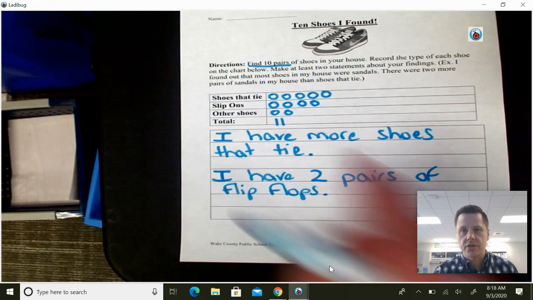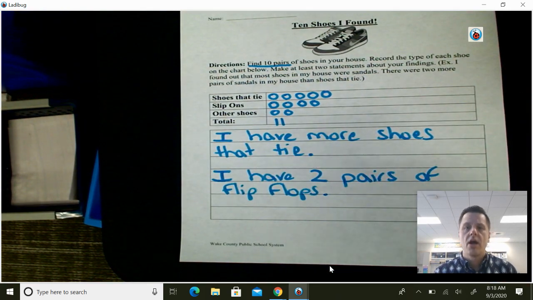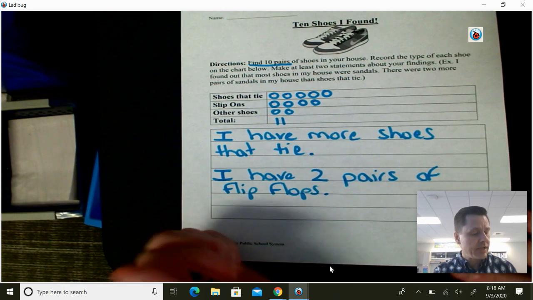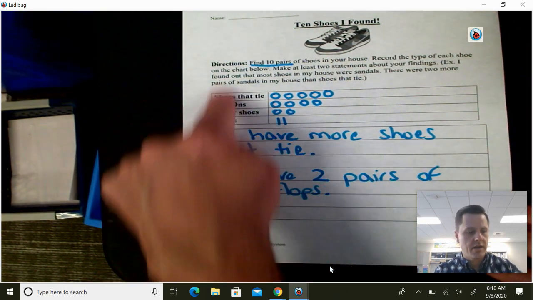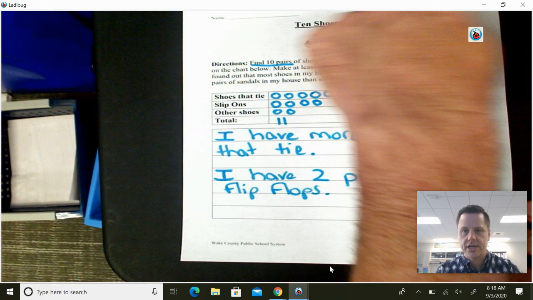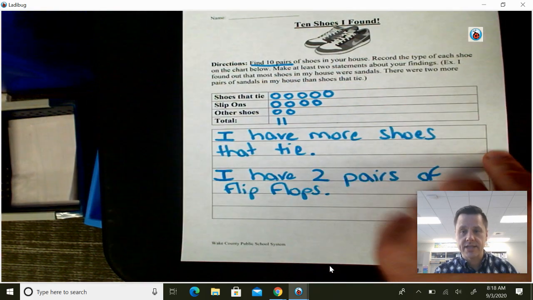When you're done, you are going to get your computer or your tablet and you're going to take a picture of this document. I need you to make sure that it's nice and close, kind of like this, so that Mr. Warholic and his old eyes can really read your work.